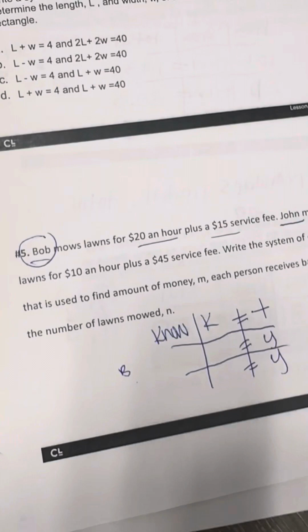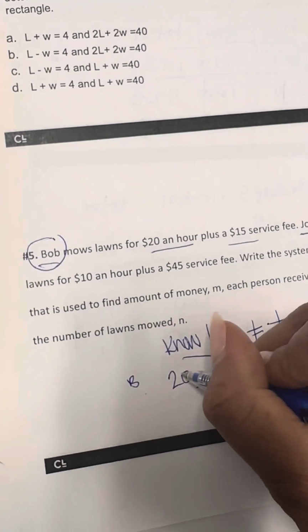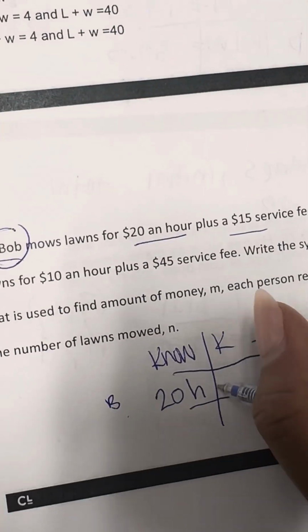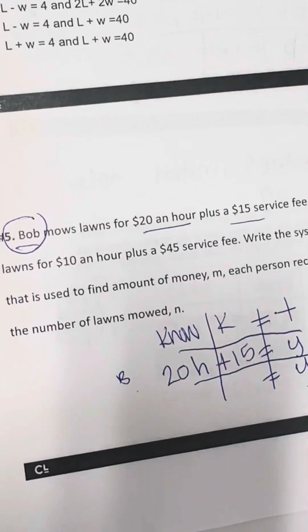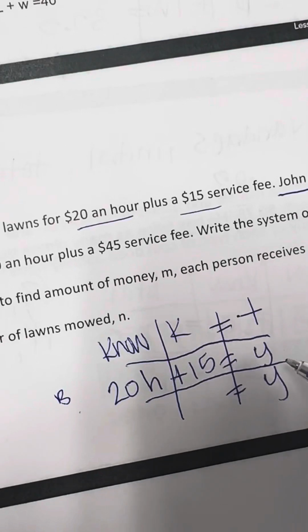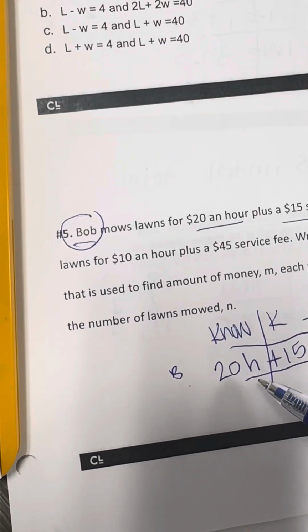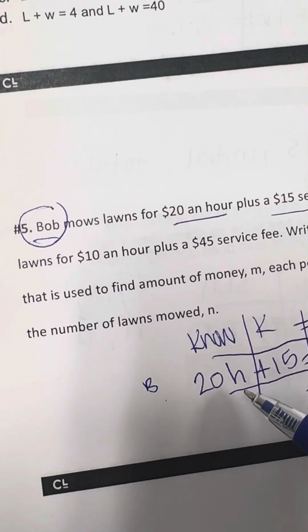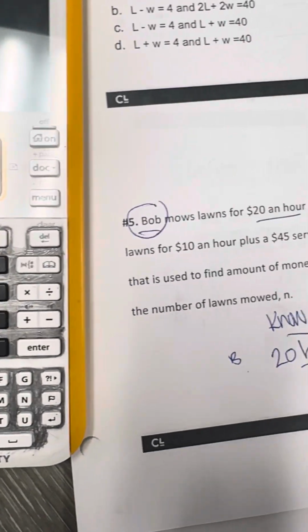So write that. Write exactly what you see. 20 per hour plus 15 equals some unknown amount. We don't know. The amount that you pay Bob depends on the amount of hours that he takes. Simple. Let's look at John.